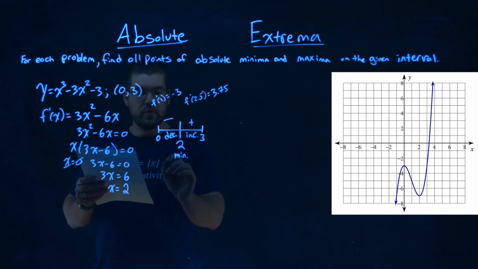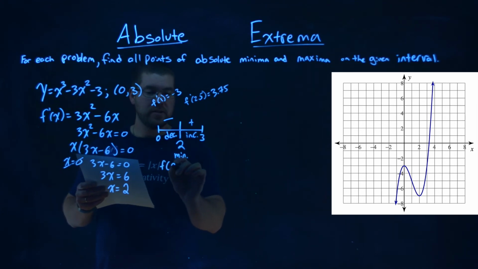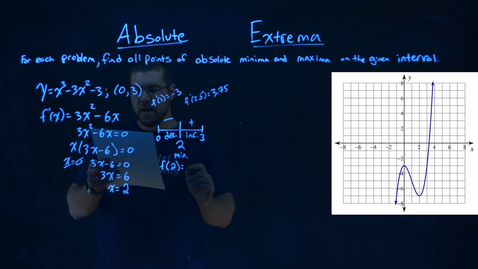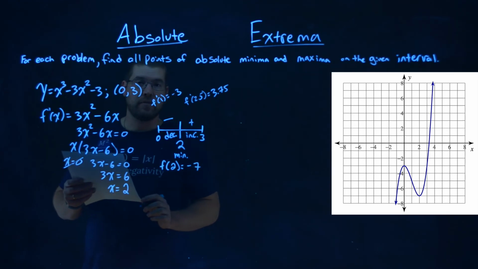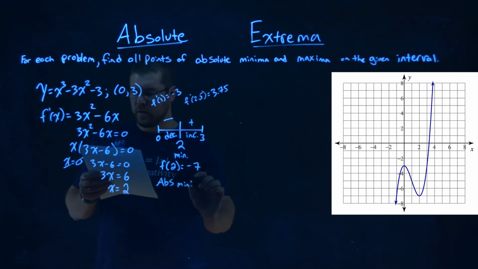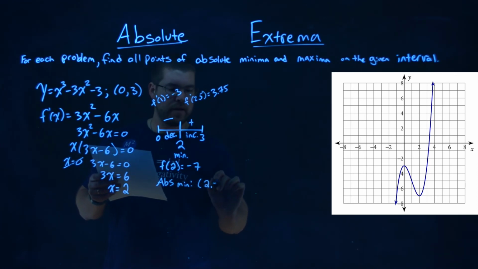And so when we plug that in, f of 2, plug it into our original equation, we get negative 7. And so our absolute minimum is the coordinate point 2, negative 7.